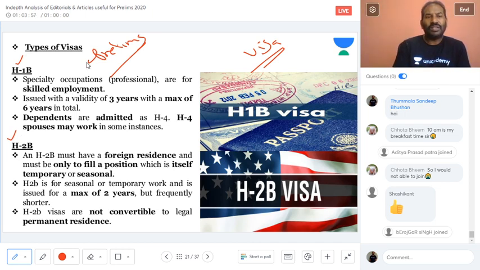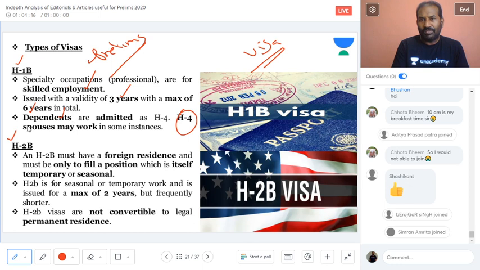And then H1B is in regards to skilled employment. It is valid for 3 years, maximum of 6 years. Whoever is carrying an H1B visa and getting into the US, their dependents, it could be a spouse, will get the H4 visa. Please do understand, the H1B visa is for skilled workers in the US, and they can work for 3 years, and the maximum is 6 years.